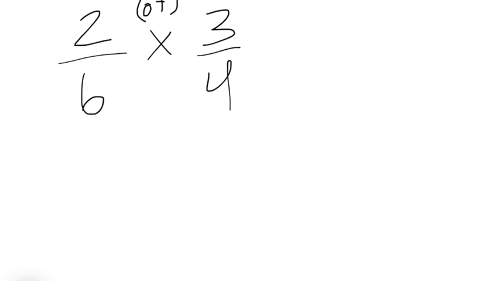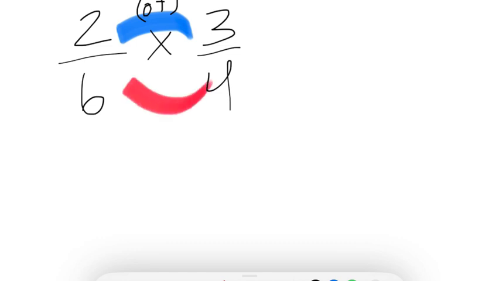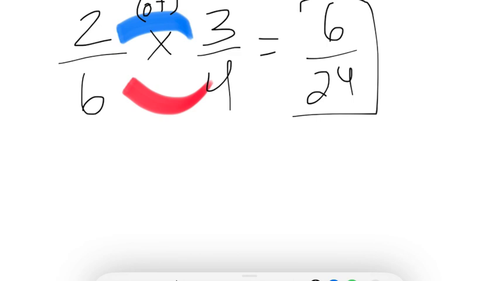All right. So to simply put this, you do not change anything. You're simply just going to do 2 times 3 and 6 times 4. It's as easy as that. So 2 times 3 is 6. 6 times 4 is 24. All right. So right there, that is an answer.